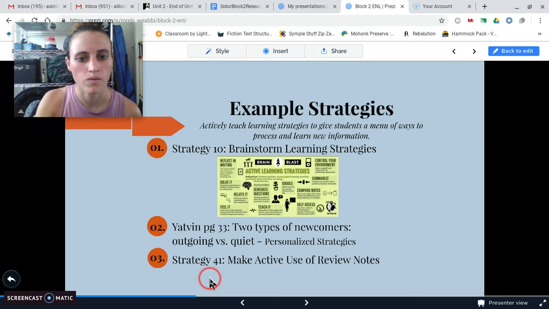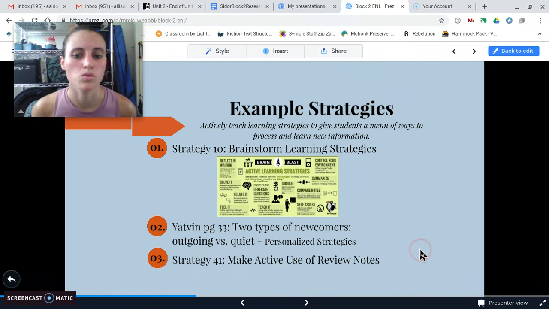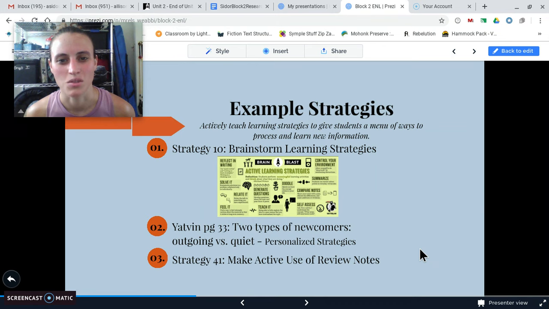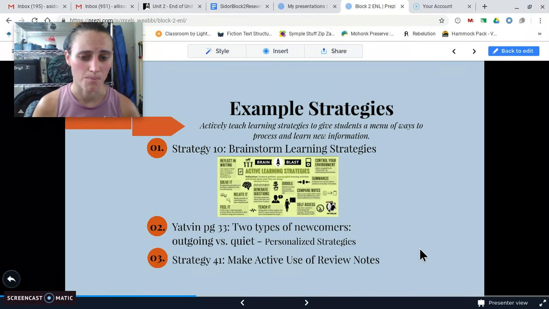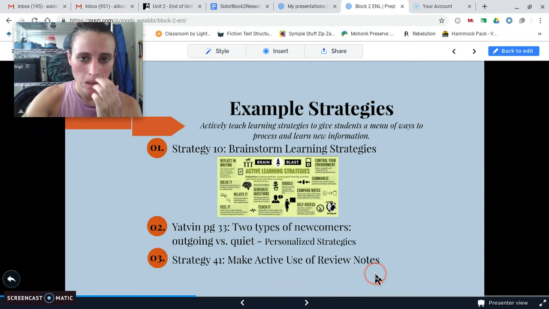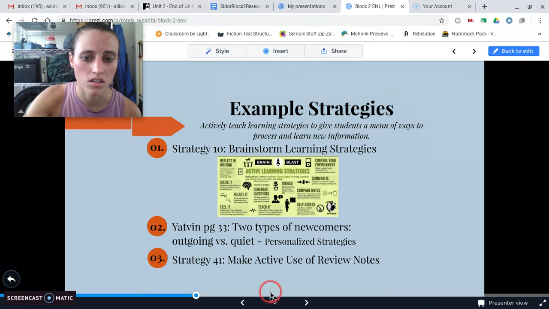I also like strategy 41 that said to make active use of review notes. I think when students see that they're not just writing their notes down and then never going back to them, when they see that we actually use them, it'll become a routine for them to constantly flip back in their notes and use them. So as teachers, if we're constantly asking questions that involve students going back to the notes, or we ourselves are showing how we flip back into our own notes to use them, I think that's providing students with a possible way for them to process and learn new information.